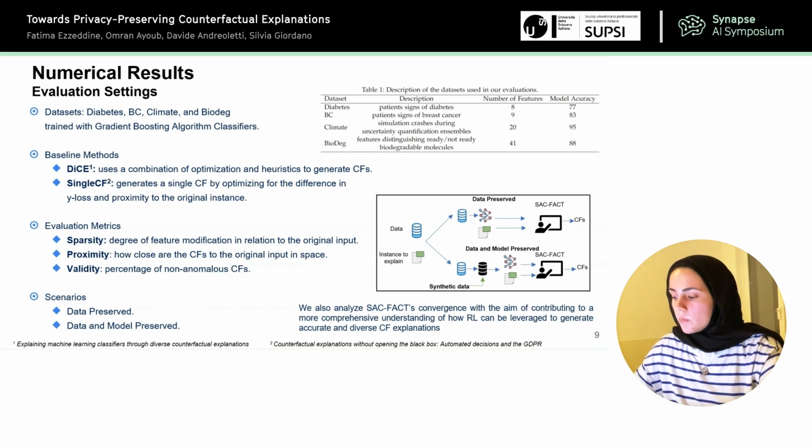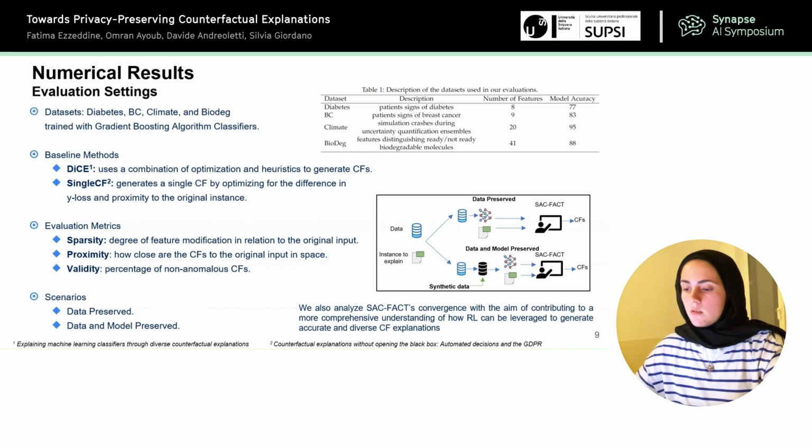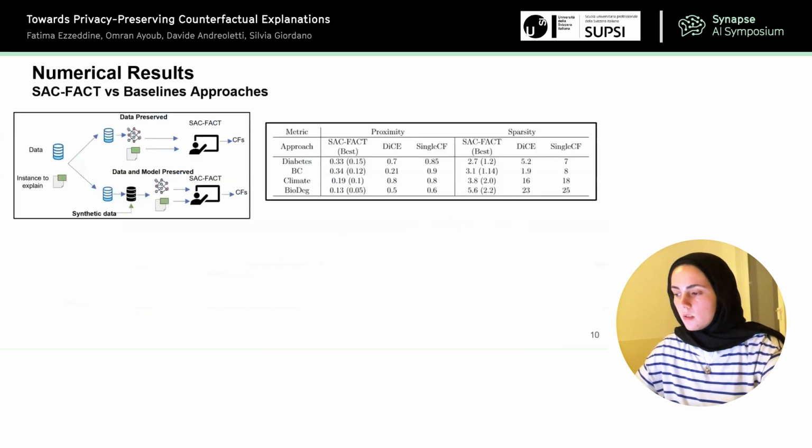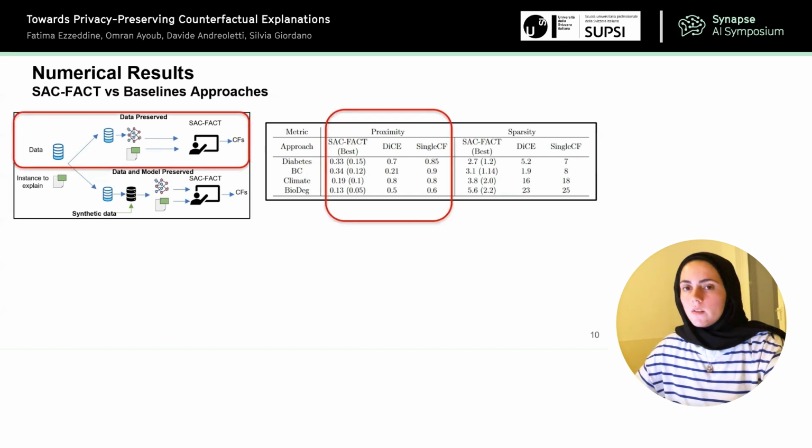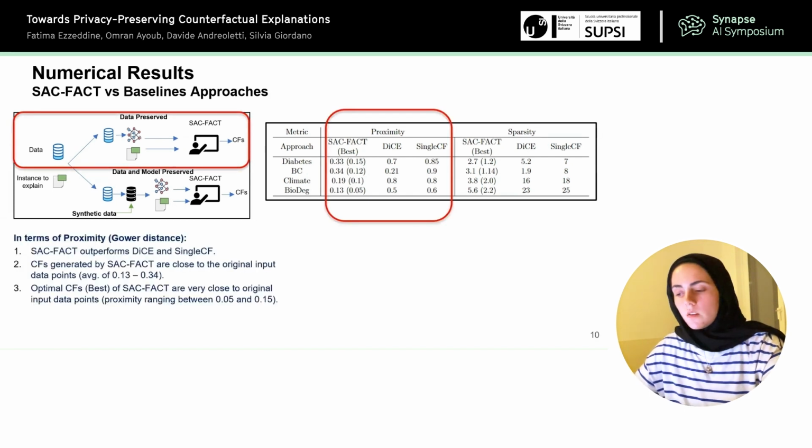The data and model are preserved, we mean this by having the synthetic dataset model that traces on the synthetic. In addition to this evaluation, we have analyzed the convergence of the SAC-FACT. We have made some plots about the reward function, how it's been maximized, the entropy, and this type of analysis.